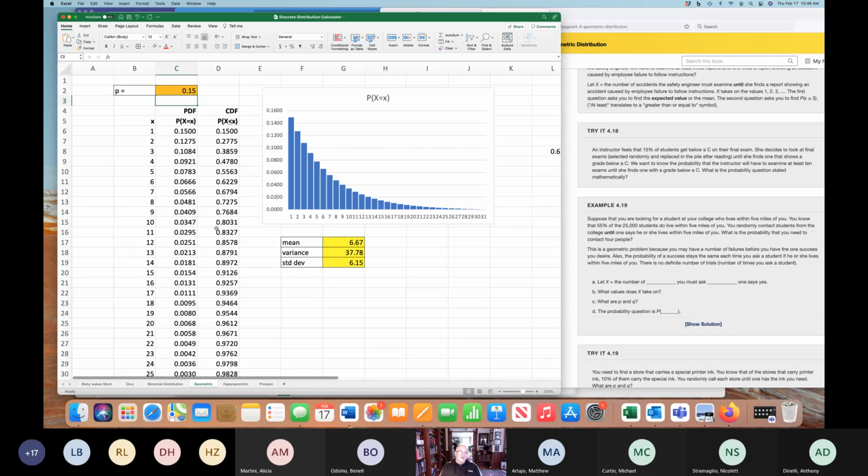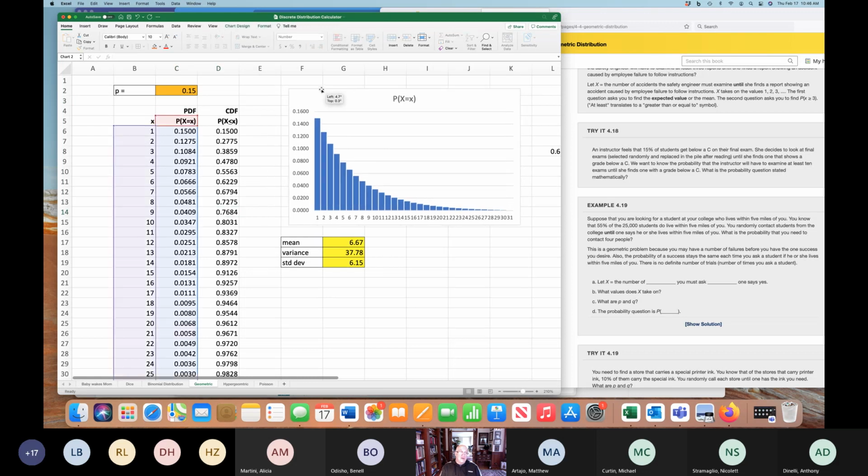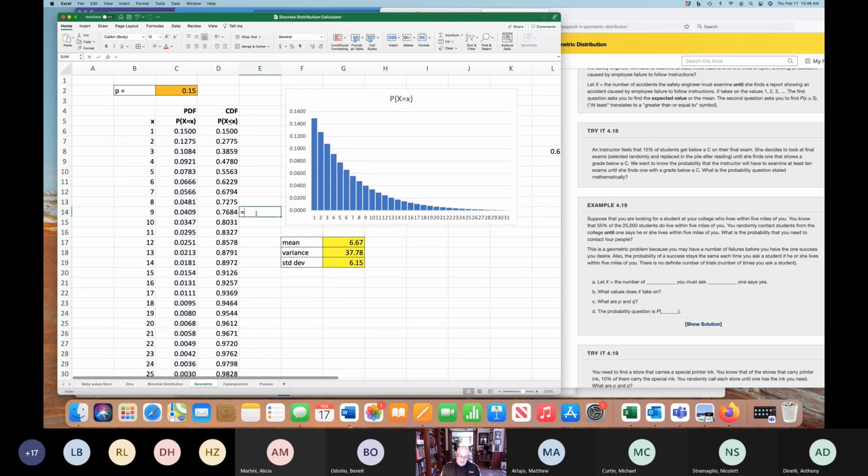But she wanted to know what's the probability that I had to look at 10 or more. What's the complement of 10 or more? 9 or less. 9 or less is here, 0.7681. So 10 or more, if I say this is equal to 1 minus this, I get 23.16.